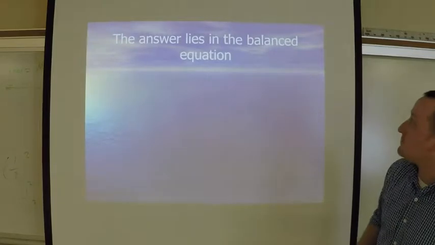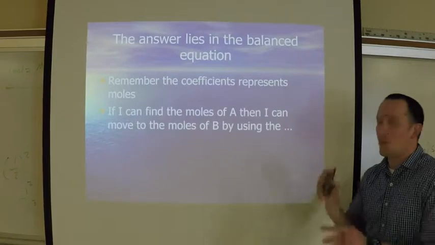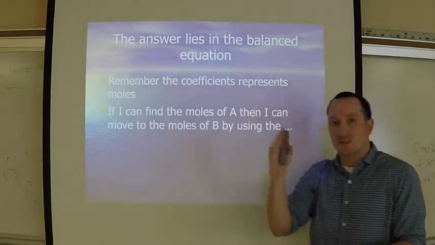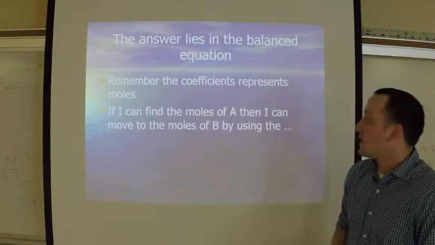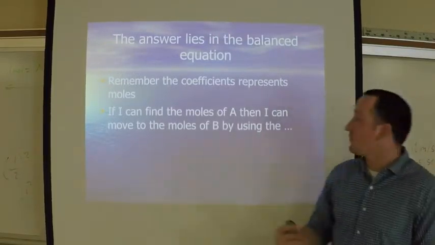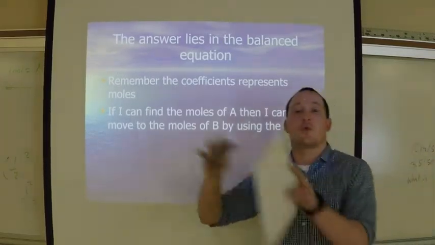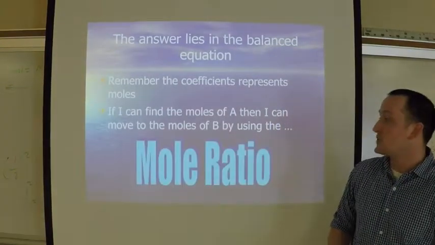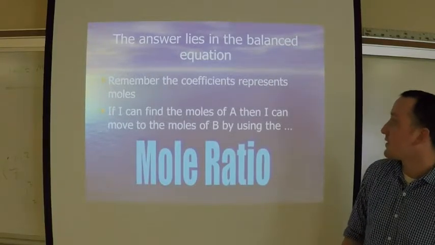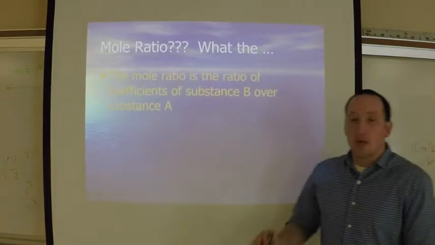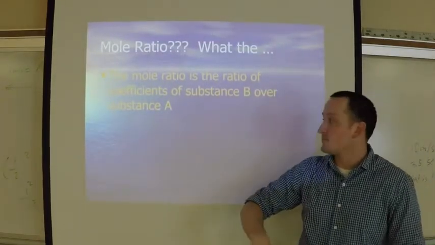The answer to that lies in the balanced equation. That's why you have to have a balanced equation. So remember, the coefficients of substances in a chemical reaction represent the moles. If you can find the moles of substance A, then you can move to the moles of substance B using something called the mole ratio. Okay? The mole ratio.